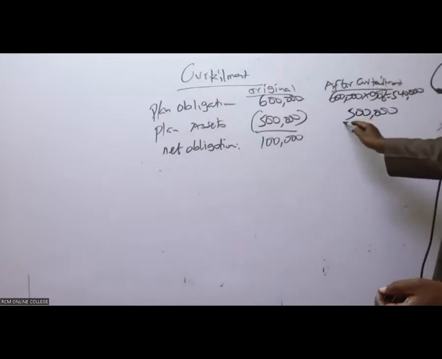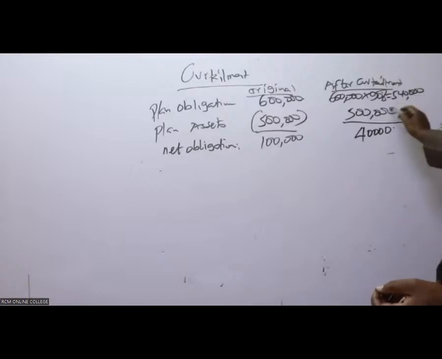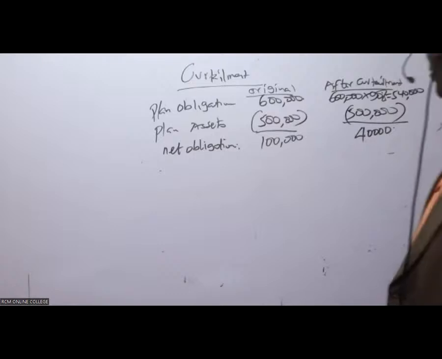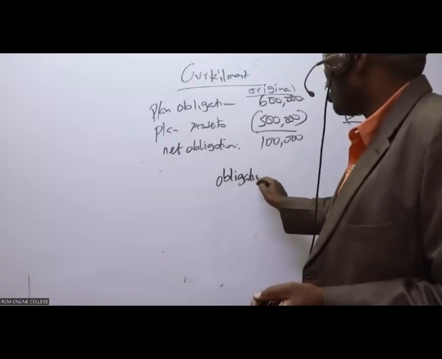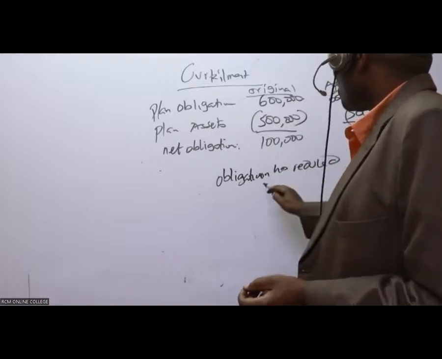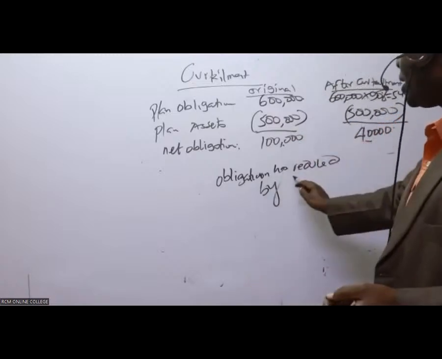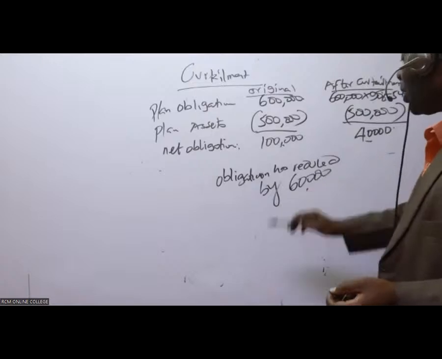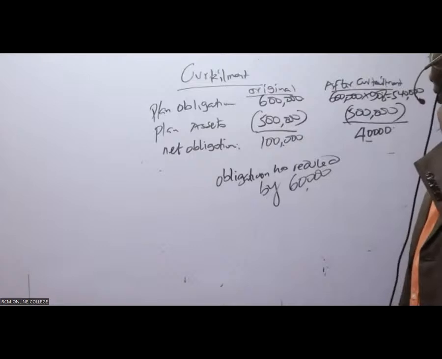So in this case here, the new net obligation will be what here? Somebody will say 40,000. This minus this, 40,000. So in short, ladies and gentlemen, the obligation has reduced by what here? The difference. The obligation has reduced by 60,000.